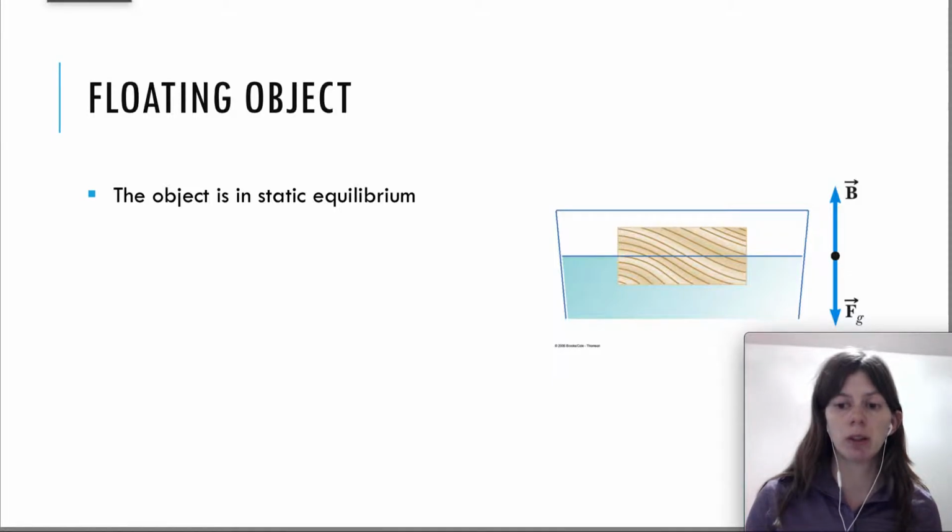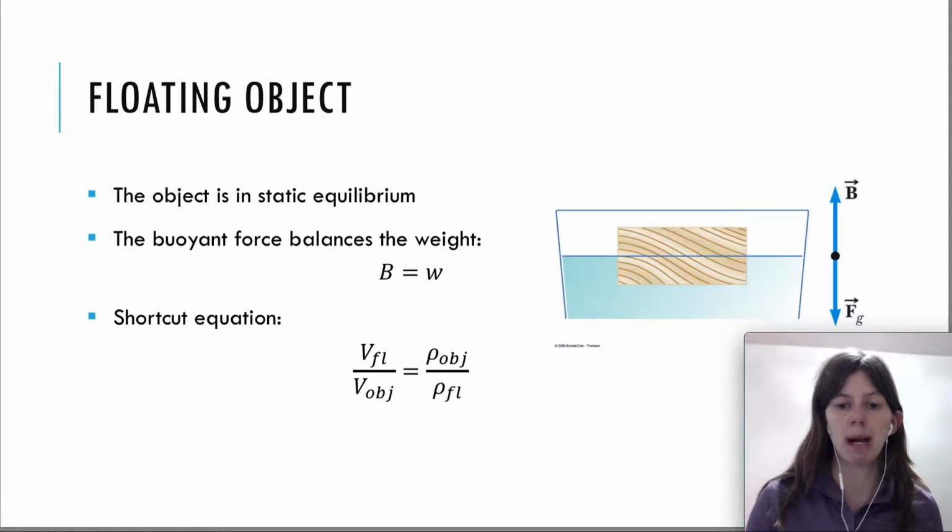We actually saw this in a previous video where we had the ice cube that was melting. So when it's in static equilibrium, that means that the forces balance. That means that the buoyant force is going to equal the weight of the object. B is equal to W. We just saw in the previous video that we could replace the buoyant force by density of the fluid, volume of fluid displaced times g.